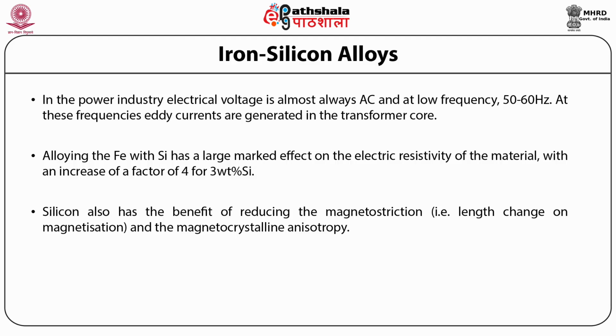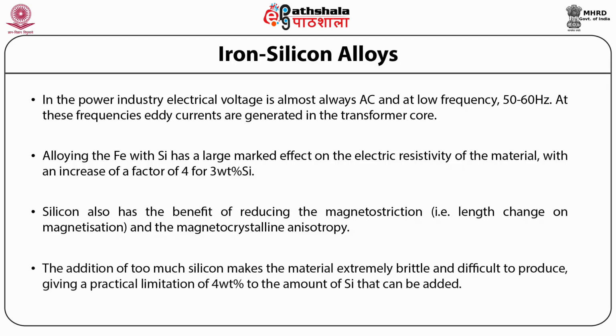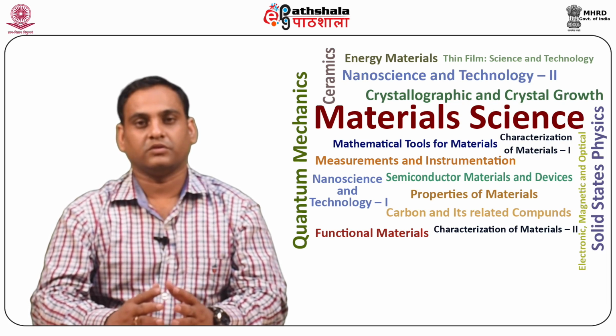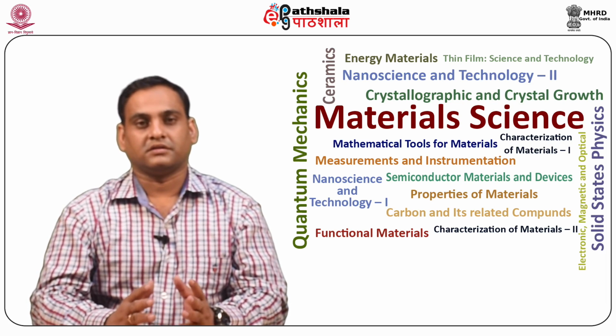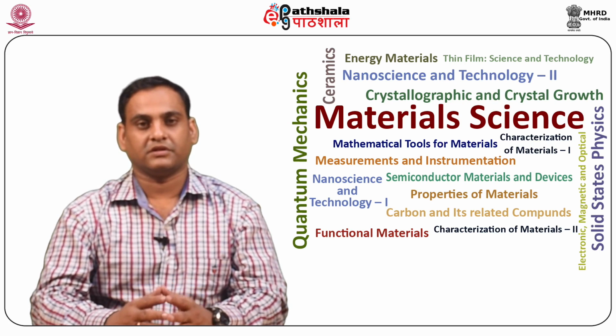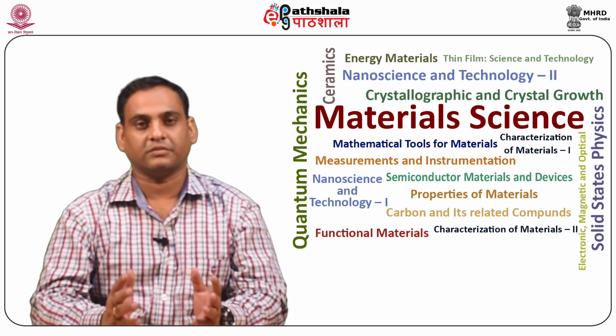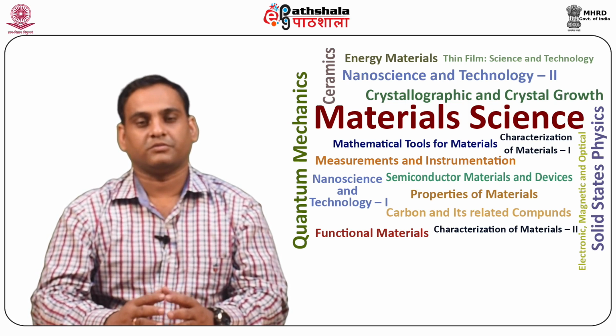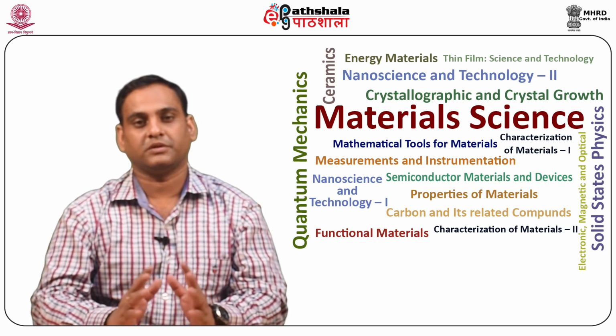In addition, the material is used in the form of laminations, typically 0.3 to 0.7 mm thick. The addition of too much silicon makes the material extremely brittle and difficult to produce, giving a practical limit of 4 weight % to the amount of silicon that can be added. Recently, a technique has been developed to produce laminations with greater than 6 weight % of silicon by a SiCl4 chemical vapor deposition treatment to enrich the laminations with silicon after forming them. Typically, most electrical steels will contain between 3 to 4 weight % of silicon. For transformer applications, the flux lies predominantly along the length of the laminations, and therefore it is desirable to enhance the permeability in this direction.